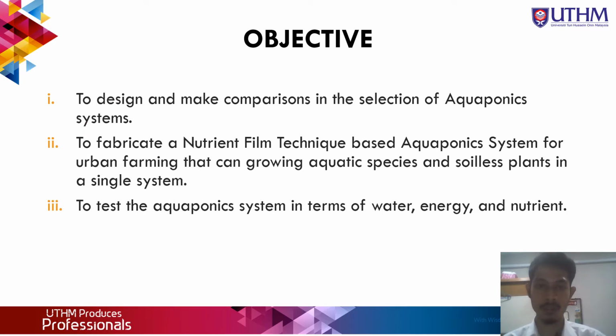Our objective is to design and make a comparison in selection of aquaponic system, to fabricate a nutrient film technique based aquaponic system for urban farming that can grow aquatic species and soilless plants in a single system. And the last objective is to test the aquaponic system in terms of water, energy, and nutrient.